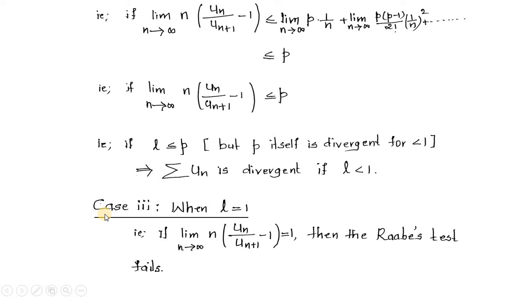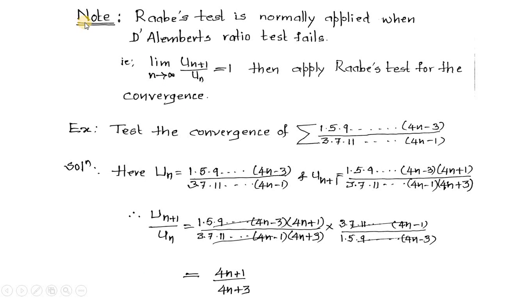Now we'll move to case 3, when L is equal to 1. That is, if the limit of n into (un by un plus 1 minus 1) as n tends to infinity is equal to 1, then Raabe's test fails. Raabe's test is normally applied when D'Alembert's ratio test fails. What does it mean when D'Alembert's ratio test fails? If the limit of un plus 1 by un as n tends to infinity is equal to 1, then apply Raabe's test for convergence. We'll take a simple example to test the convergence of the given series.